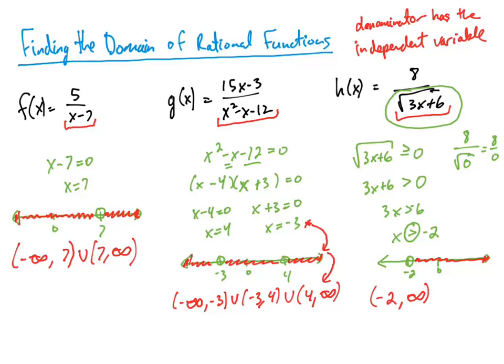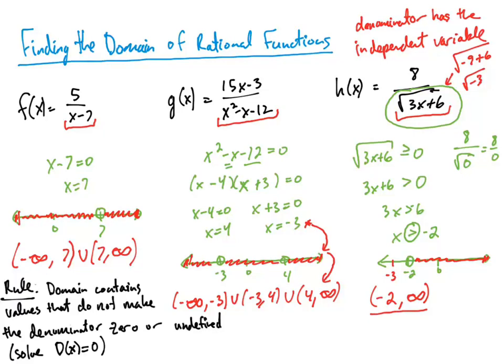And so let's just check this. Let's pick a number maybe over here. How about negative 3? If we input negative 3 into the denominator, we're going to get the square root of 3 times negative 3 is negative 9 plus 6. We end up getting negative 3, which we can't take the square root of and get a real number. So this domain seems to be correct.